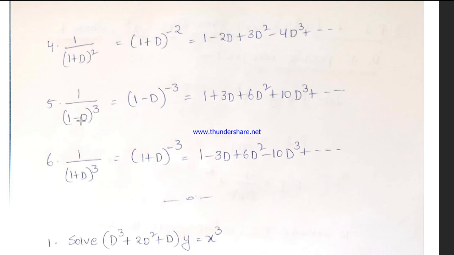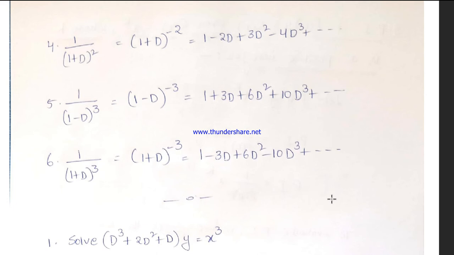Next one is 1 by (1 minus D) whole cube, that is equal to (1 minus D) whole power minus 3, that is equal to 1 plus 3D plus 6D square plus 10D cube plus so on. So we are using the binomial expansion, so that's why we are getting the constants like this: 1 plus 3D plus 6D square plus 10D cube plus so on. Next, last one is 1 by (1 plus D) whole cube, means (1 plus D) whole power minus 3, that expansion is 1 minus 3D plus 6D square minus 10D cube plus so on.